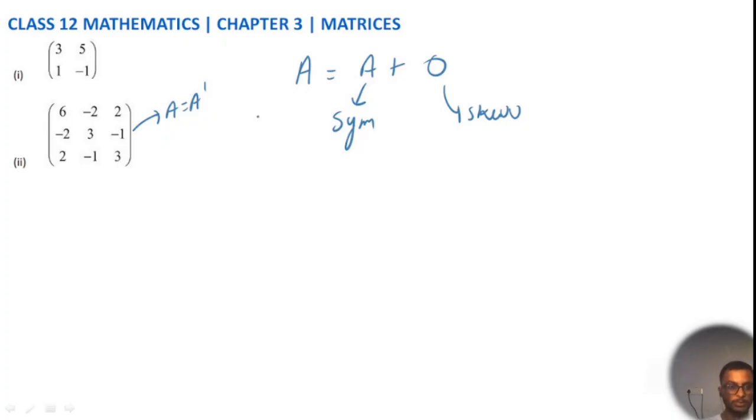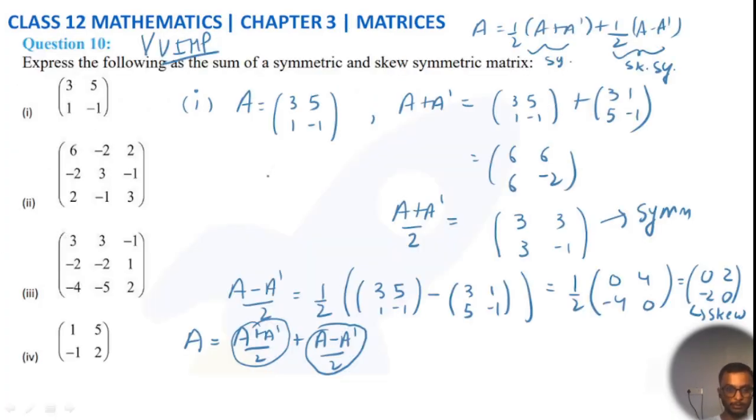So this was symmetric, but still I have given you the method that should be followed. In the third and fourth questions, you do it by the same process, finding A plus A transpose by 2, then A minus A transpose by 2, and you will get your symmetric part and skew symmetric part. In fact, this whole chapter is very easy. You should only practice, then your every mark is in your hand. No one will be able to take it.